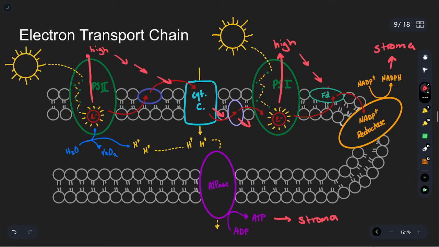So if we look at the ETC drawn out, this is your example of non-cyclic photosynthesis, in which you see the electron is not cycling back to the photosystem. It goes straight to NADP plus reductase to get that reducing power. That means our outside source of electrons, that being H2O, is needed in order to replenish electrons in PS2. So this is your non-cyclic photosynthesis.